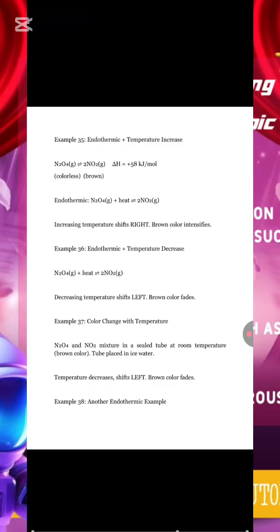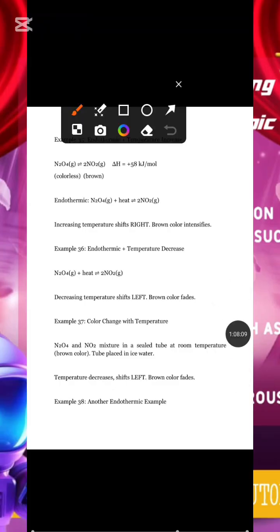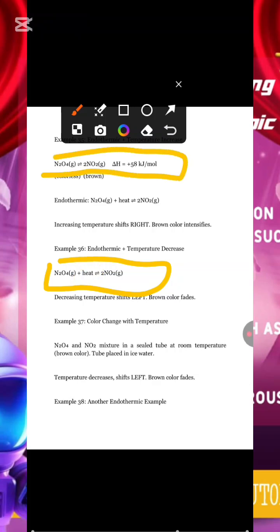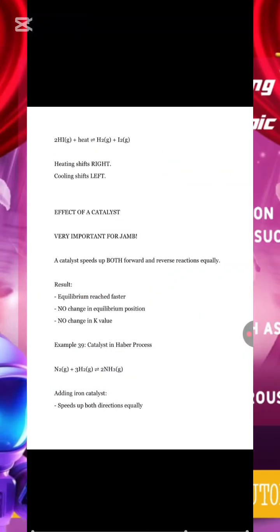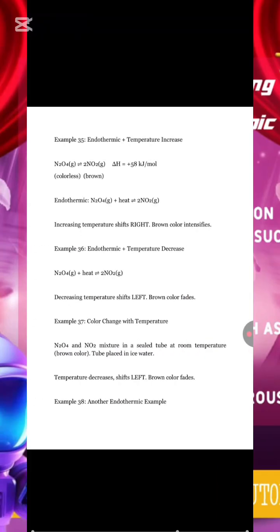Why? Because if you observe the reacting system here for N2O4 and NO2, you can see heat on the reactant side, meaning it is endothermic. That's the same thing that was illustrated before. So if you are putting them in a sealed tube and putting the tube in ice water, of course you are trying to reduce the temperature. Once you do that, it will not be favorable for the endothermic reaction. So it will shift equilibrium to the left, or it will favor the backward reaction. Okay. Now the same thing is seen in example 38.